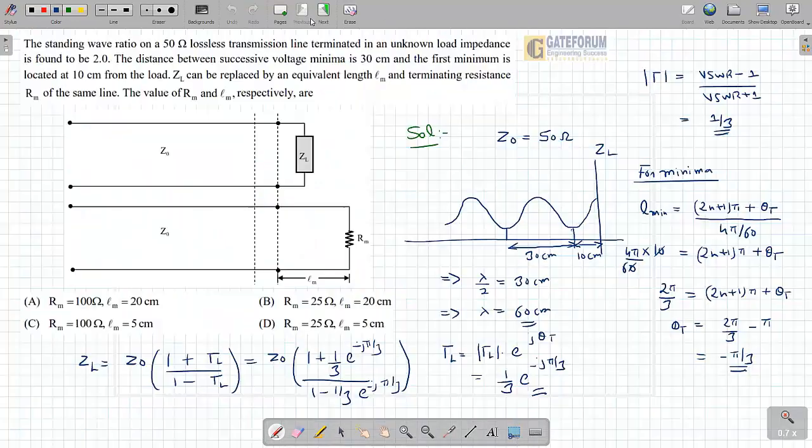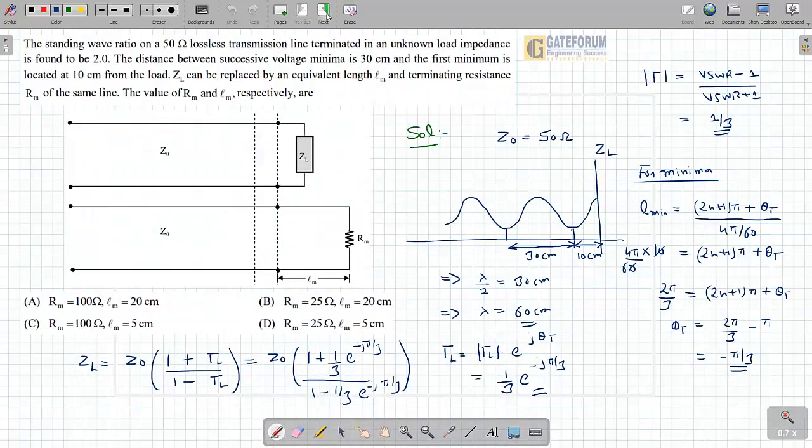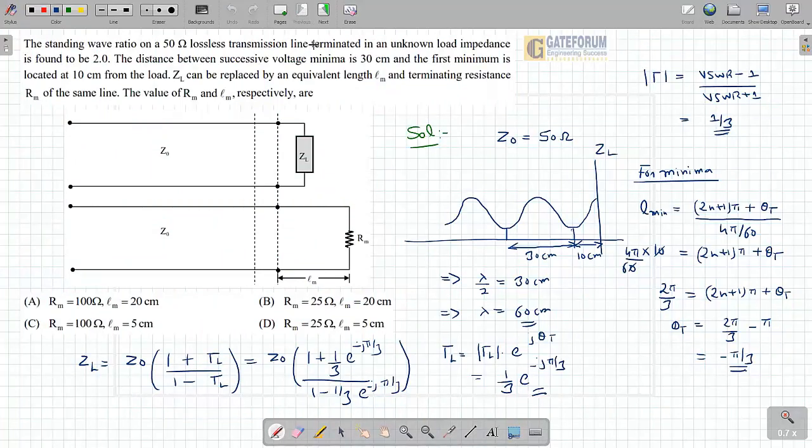Now this can be seen as a question where we can use the options to verify this. Otherwise it is difficult to solve because you have to equate the numerator with this and the denominator with this and get it. Okay, so what I'll do is take the options one by one and try to solve this. It's a very lengthy process, but yes, that is easier and we can get the correct result without getting confused or making mistakes in between. Okay, so let us put option A. Option A says Rn equal to 100 ohm and Ln equal to 20 centimeter.